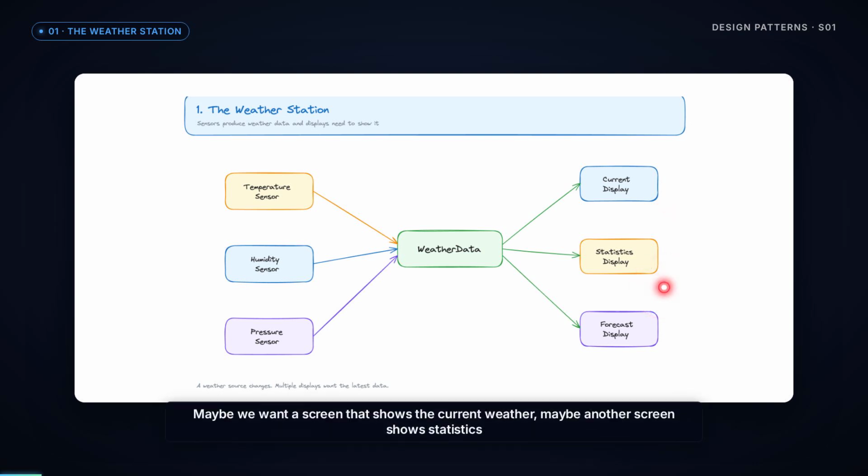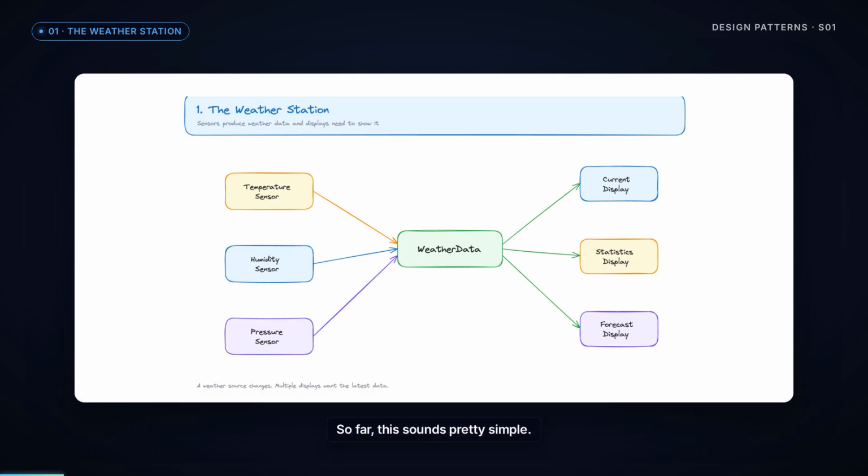Maybe we want a screen that shows the current weather. Maybe another screen shows statistics like minimum, maximum, and average temperature. And maybe later we want a forecast display or a mobile app. So far, this sounds pretty simple.